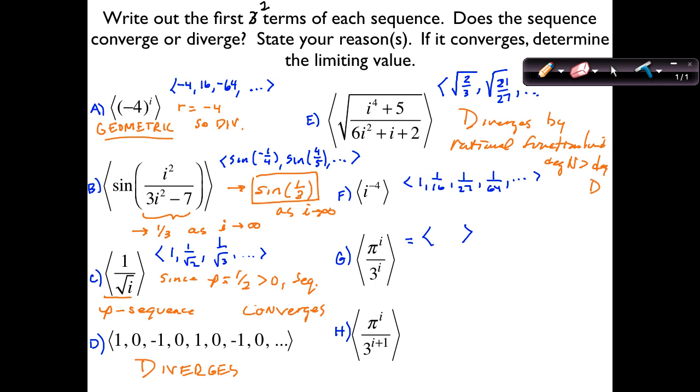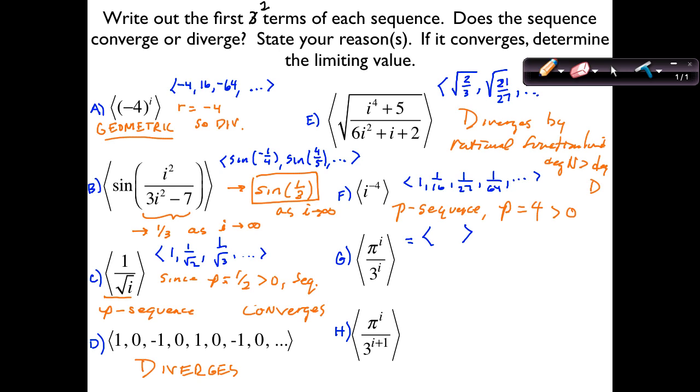Next one. What do we got there? P sequence. What's the value of p in this one? p equals 4, because this is the same as 1 over I to the 4th. So p equals 4, that's greater than 0. And you can see what's happening here. Very quickly, it's getting small, right? If the denominator gets big, the whole fraction gets small. So this p sequence converges to 0, right? Converges to 0.